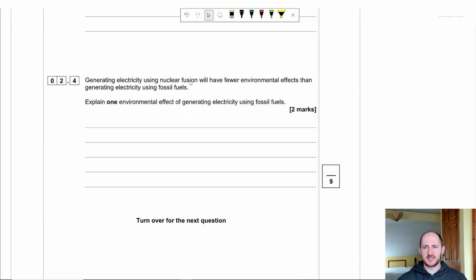Part 4, generating electricity using nuclear fusion will have fewer environmental effects than generating electricity using fossil fuels. Explain one environmental effect. So when they say one, basically you're going to pick an effect and then explain why. One of which, the most common, is releases CO2, carbon dioxide, which leads to global warming. That's probably the one that you are most aware of, right? It's spoken about in the news all the time, it's spoken about in your lessons all the time.